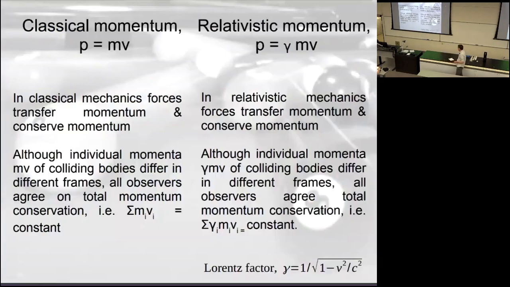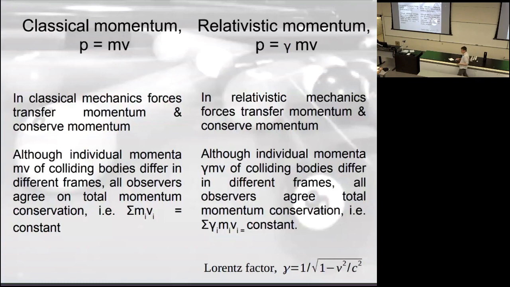So I'm going to start with the modification to momentum. It's the simpler one in terms of an equation. And then I'm going to talk about the modification for energy, which is a bit more complicated in terms of the equations. Over on this slide, I've got classical momentum on the left-hand side, with an equation and a description, and relativistic momentum on the right-hand side, with an equation and a description. Let's just quickly go through the classical one, and then we'll point out the differences for the relativistic one.